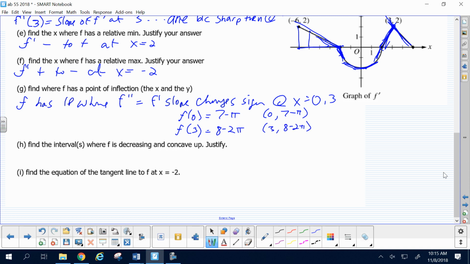Okay? Find the interval where f is decreasing and concave up. So the first thing I do is gather all the conditions. F is decreasing if f prime is negative. And f is concave up where f double prime is positive, or f prime slope is positive. So I need to find where f prime is negative but has positive slope.